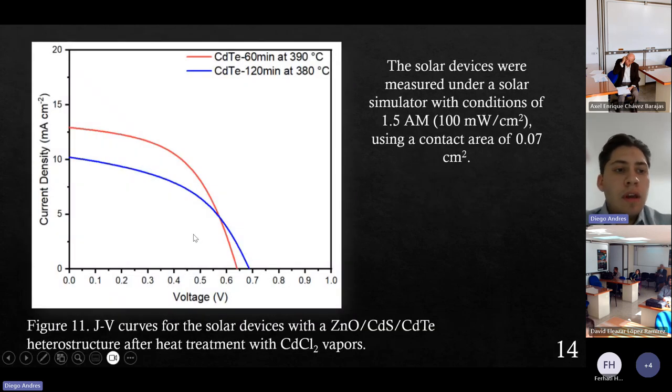And finishing here, I present to you the JV curves of the solar devices that we fabricated, under AM 1.5, which means 100 milliwatts per square centimeter, using a contact area of 0.07 square centimeters. Now the biggest efficiency that we got was 4.12% for the 60-minute deposition time for cadmium telluride at 390 degrees Celsius for the cadmium chloride vapor thermal treatment.